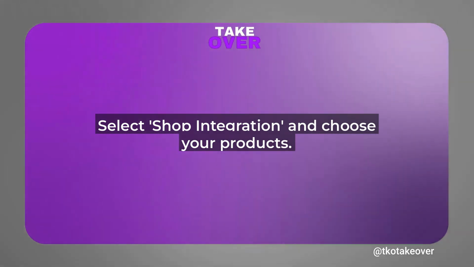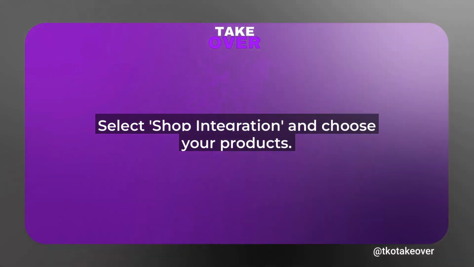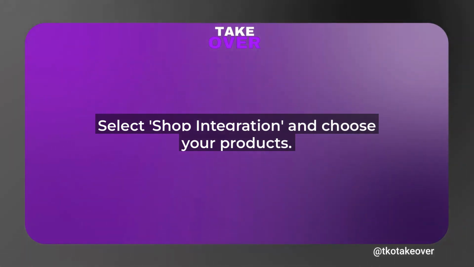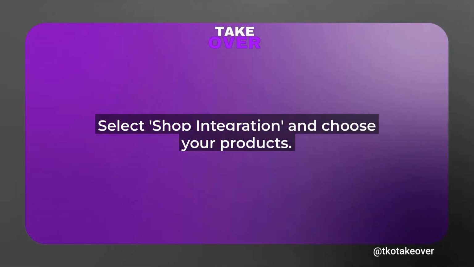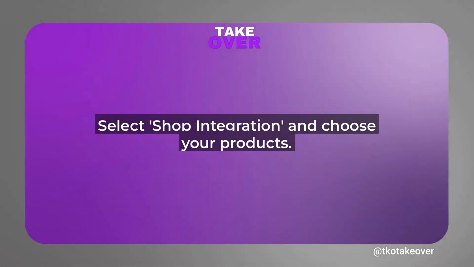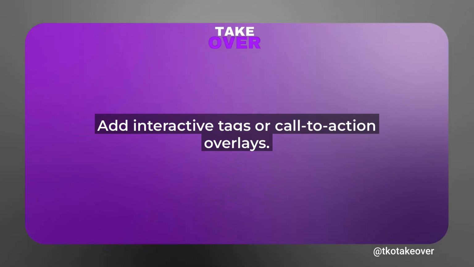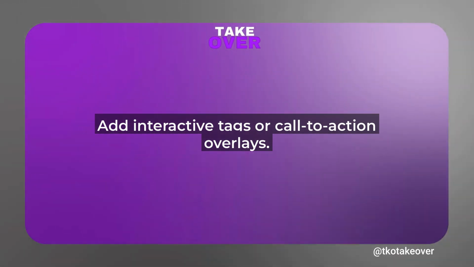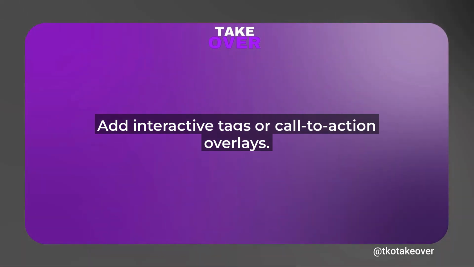TikTok now allows you to attach specific links or even create interactive tags within the video itself, making it more engaging for viewers. Don't forget to customize your call to action. Add text overlays like Shop Now or Link in Bio to guide your audience. Once everything looks good, hit Publish. TikTok's algorithm in 2025 is smarter than ever, so videos with shop links often get a visibility boost if they perform well.